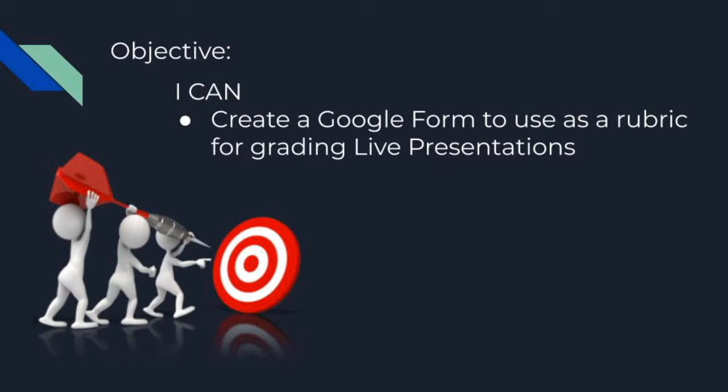By the end of this training, you should be able to create a Google form to use as a rubric to grade live presentations. Most of the features that you will use during this presentation have already been covered in other videos. If you are unsure of how to use any of these features mentioned, check the description below to return to previous training videos on those features.